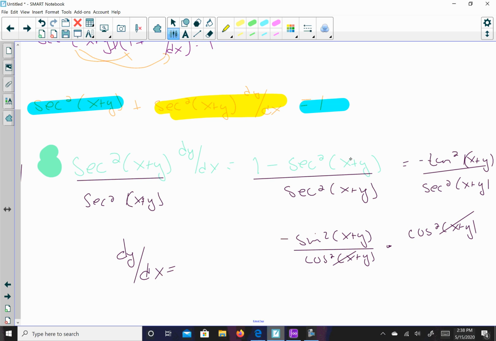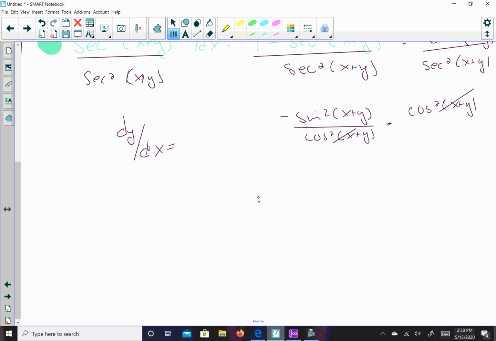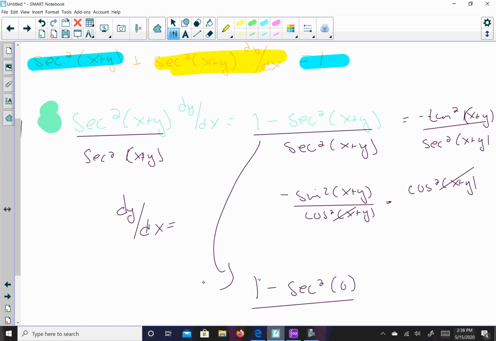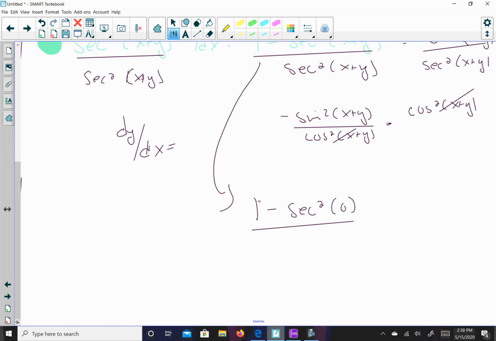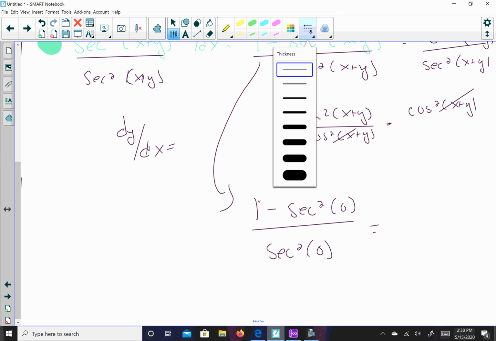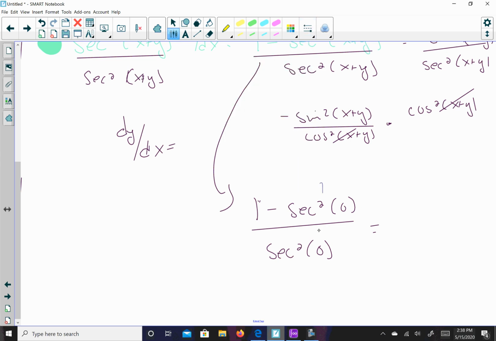So I'm either doing it here, and if I didn't simplify it at all, I'm going to have 1 minus secant squared of 0 over secant squared of 0. I'm sure you're putting in your calculator. I know you're putting in your calculator. So this will end up being 1. So this is 1 and this is 1. So here I'm going to have 1 minus 1 over 1, and I'm going to get 0. So my derivative is 0.